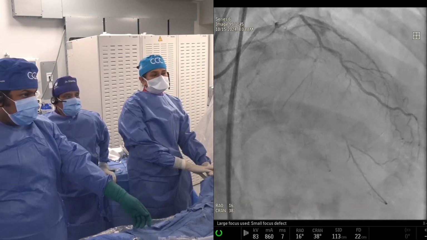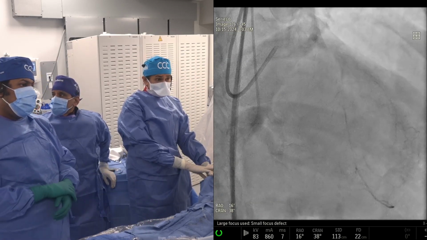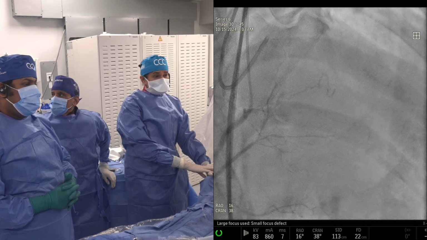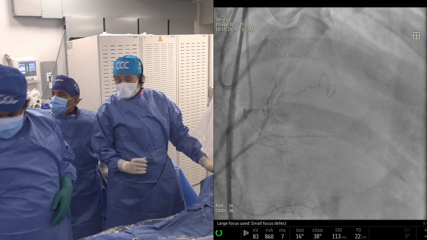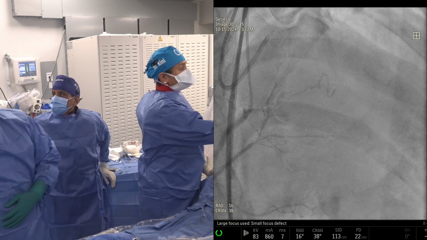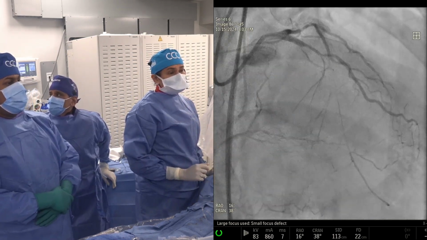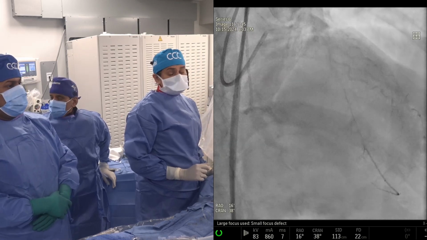There is only one challenging issue: the septal, though it's small, can interfere with getting into the CTO proximal cap, just at that level. That's a large septal. That's the only challenging part for us.